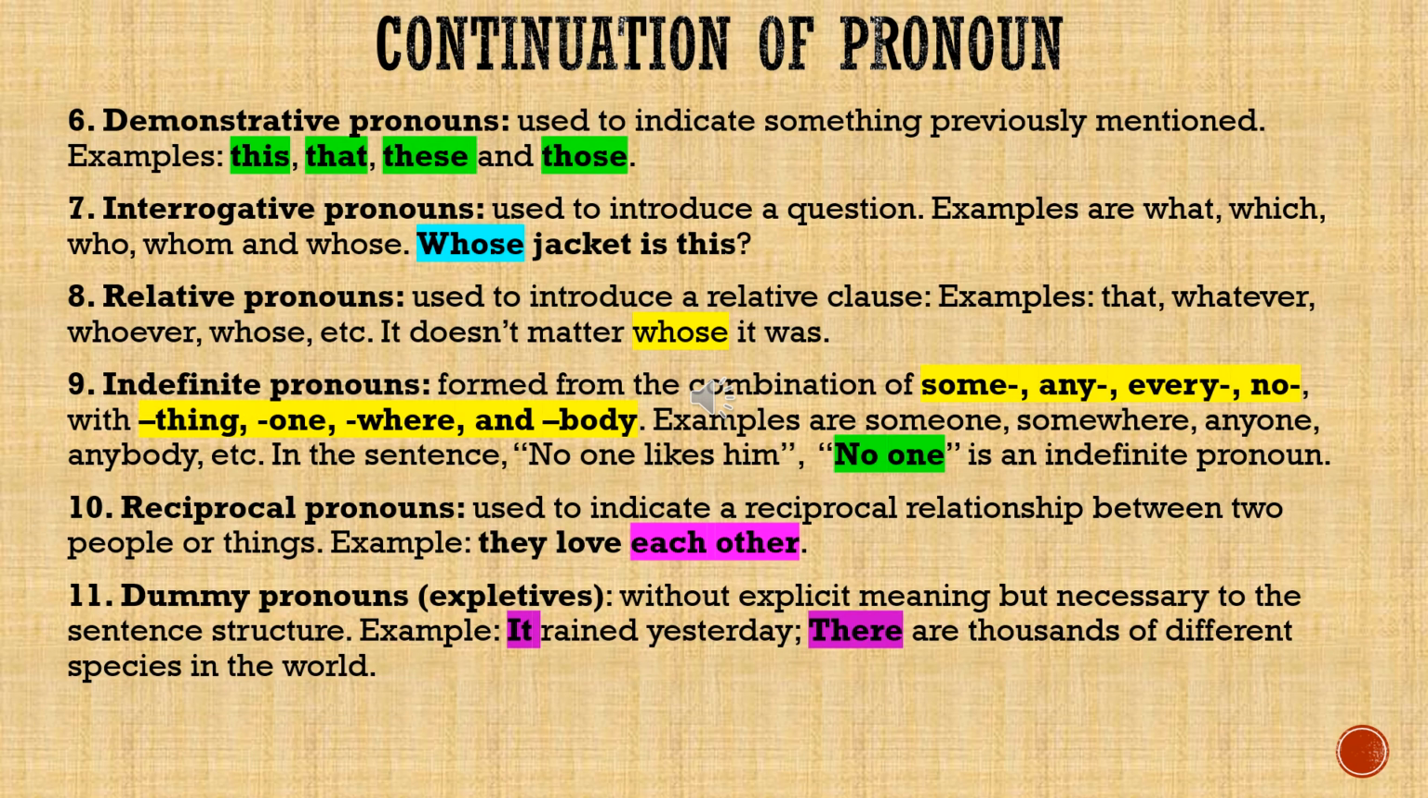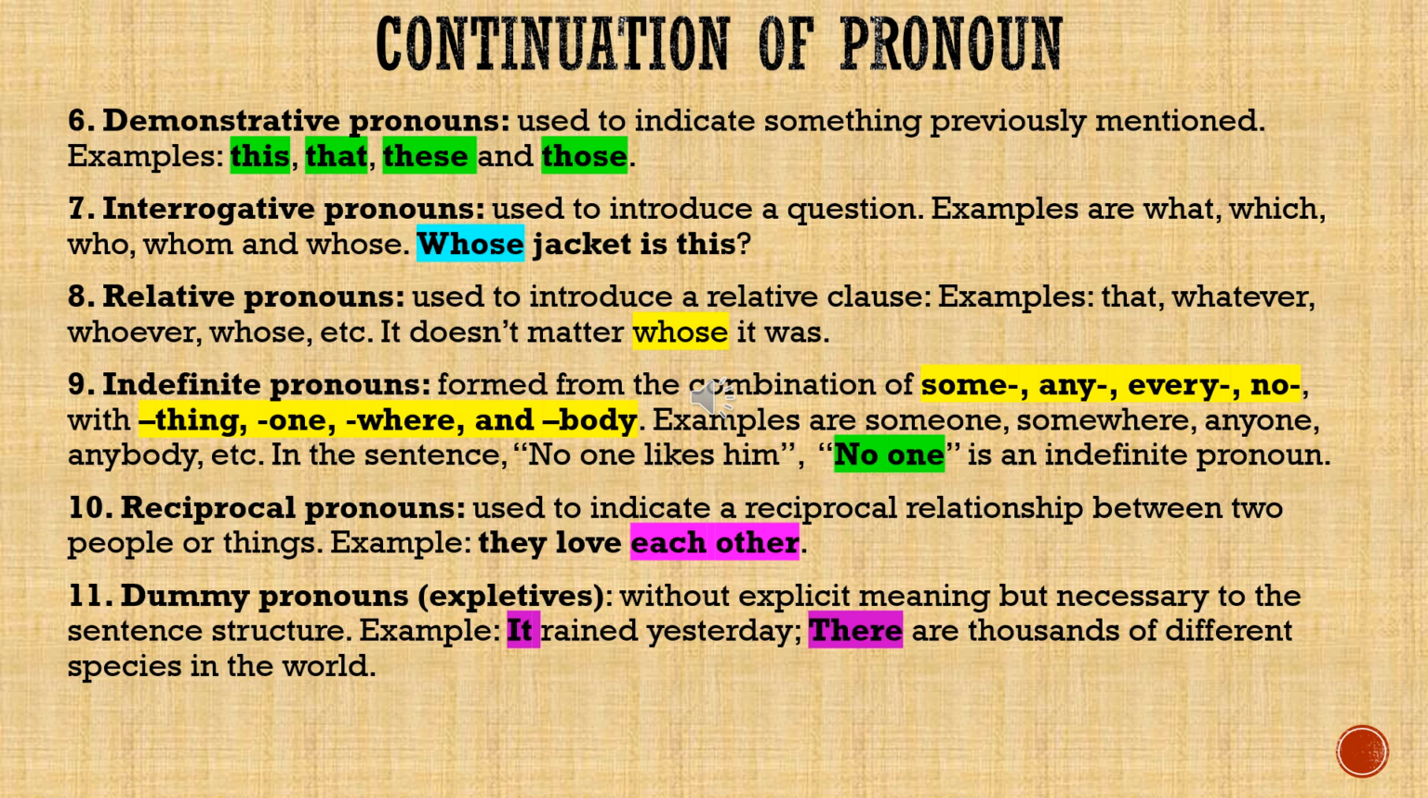6. Demonstrative pronoun. A demonstrative pronoun is used to indicate something that has been previously mentioned in a conversation, that is, something that is clear from the context. Examples are this, that, these, and those. 7. Interrogative pronoun. An interrogative pronoun is used to introduce a question. Examples are what, which, who, whom, whose.